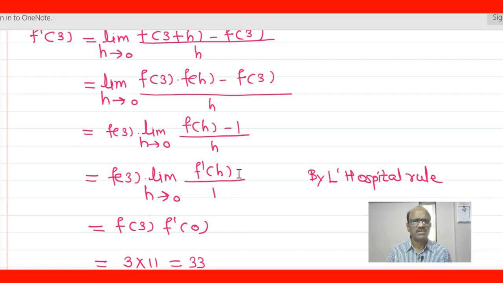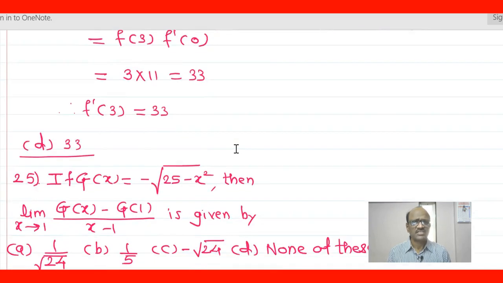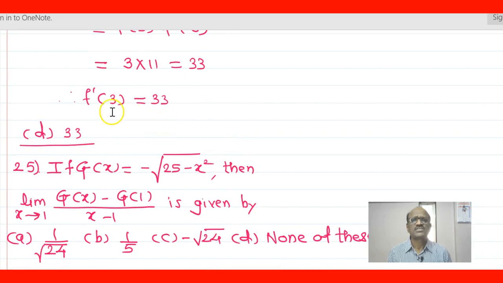Now what is the value? As h tends to 0, you will get f'(0). But what is the value of f'(0)? It is 11. And therefore 3 into 11, as given, is equal to 33. And hence f'(3) is equal to 33.